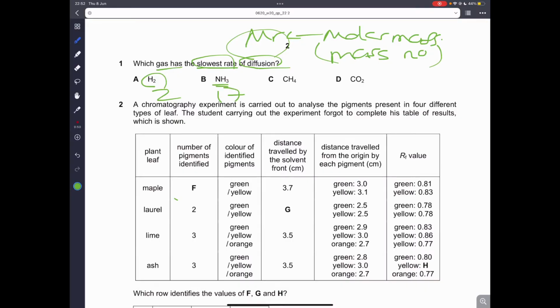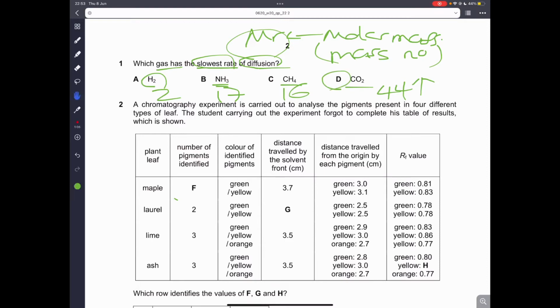For methane we have 16 grams per mole. For carbon dioxide we have 44 grams per mole. Remember, when the MR is higher, the rate of diffusion is slower. So it has an inverse proportion, therefore D is the correct answer.